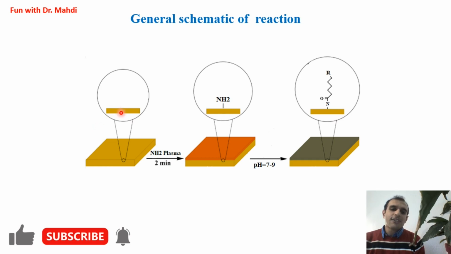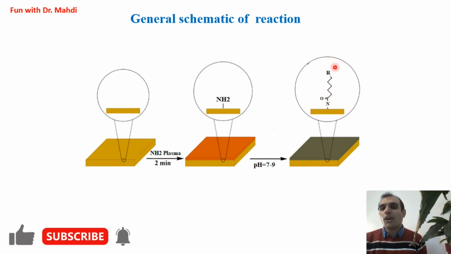First, we need to cover the surface of substrate with amine. Substrate can be everything. Substrate can be gold, can be silicone, glass, diamond, and everything else. For this purpose, we need to cover the surface with amine, and we can use ammonia plasma, and after 2 minutes, we will have a lot of amine on the surface. After that, we need to dissolve our compound in desired solvent and immerse the substrate in this solution for half an hour, maximum 1 hour. pH is very, very important. Please note, pH should be between 7 to 9, and after half an hour or 1 hour, we can wash the substrate. Now we have our compound on the surface.